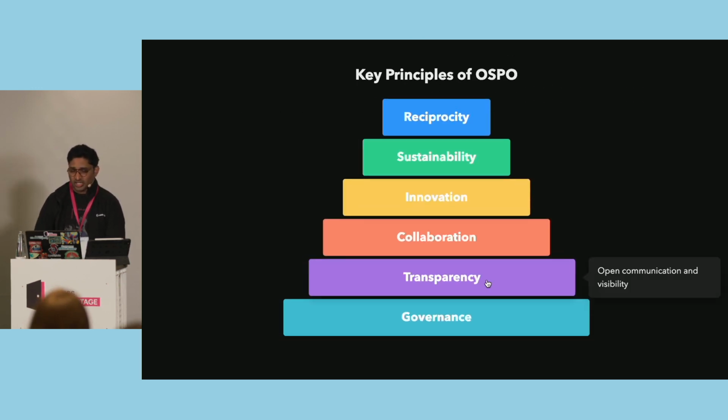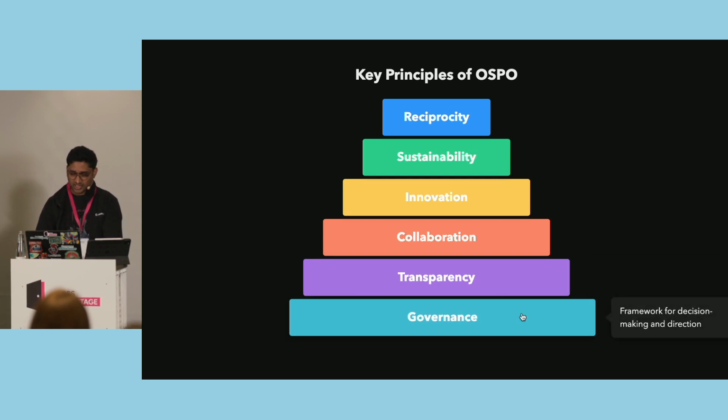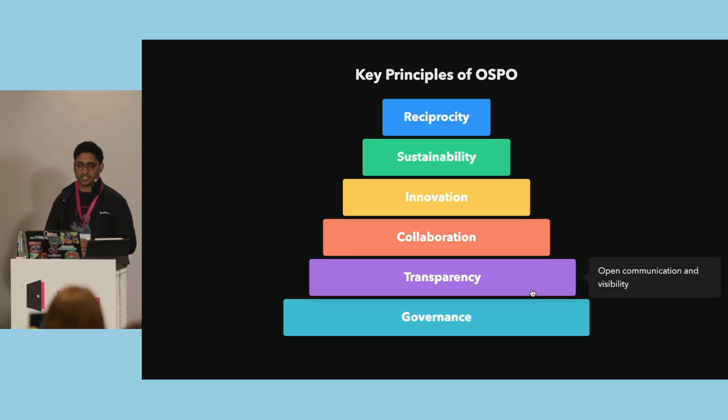So let us go through the 6 key principles that define the OSPO role. I would like to start with governance first, because governance acts as a foundation for the OSPO, and governance provides a framework for decision making around the OSPO. The OSPO creates policies and processes that define how developers should interact and engage with open source projects. So that's all about governance. The second one is transparency. OSPO sets clear communication on all the open source activities, inside and outside.